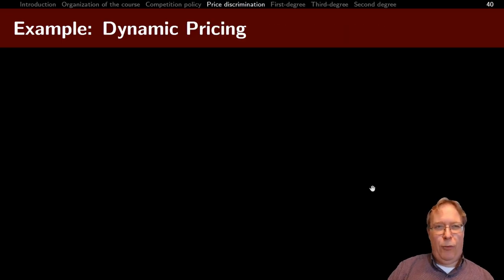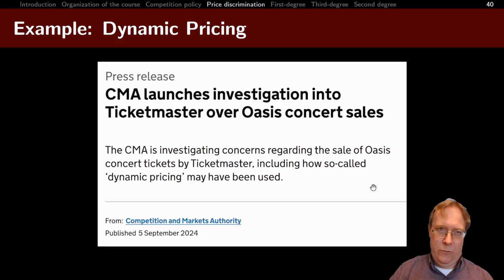Here's an example of dynamic pricing that was an issue, especially last year, especially with concerts. It's often an issue as well. Last year, the CMA, which is the antitrust authority in the UK, launched an investigation into Ticketmaster over Oasis concert sales. People were standing in line and it turned out that they had to pay much more than they were originally promised. So that is referred to as dynamic pricing. The price that you pay depends on exactly when you buy and how many people have bought already.